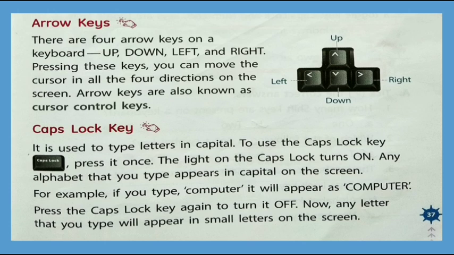Caps lock key. It is used to type letters in capital. To use the caps lock key, press it once. The light on the caps lock turns on. Any alphabet that you type appears in capital on the screen. For example, if you type computer, it will appear as COMPUTER with capital letters. Press the caps lock key again to turn it off.